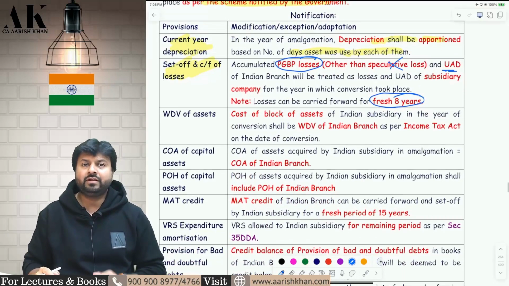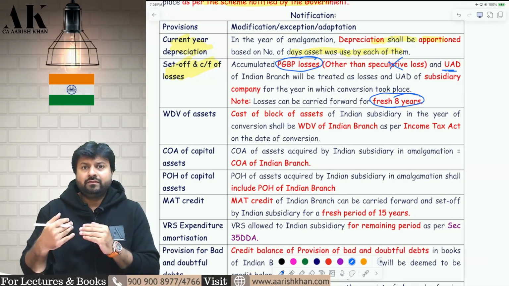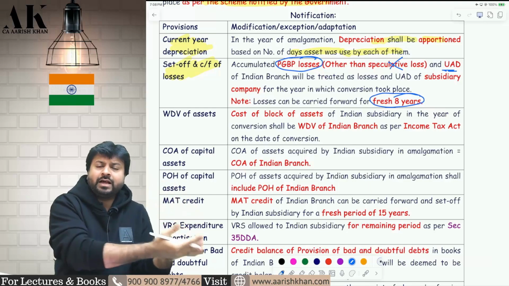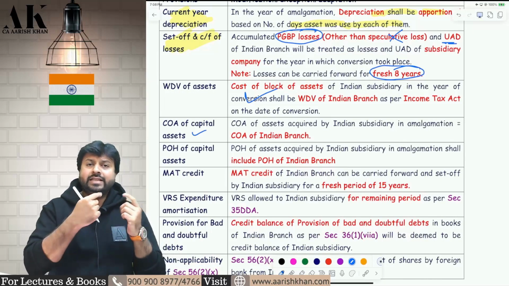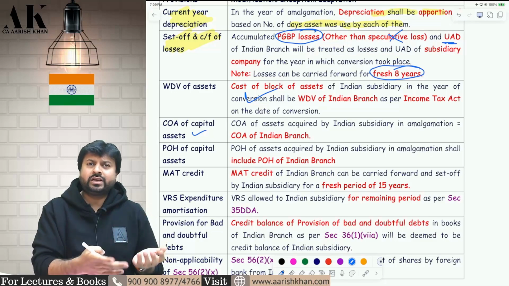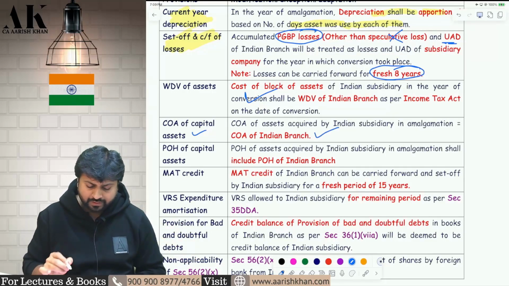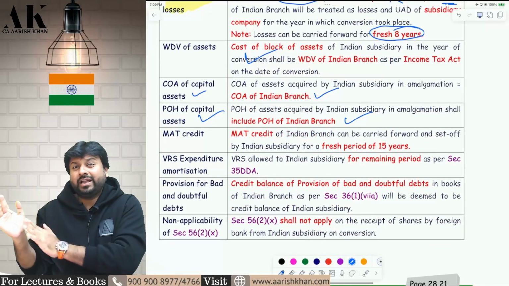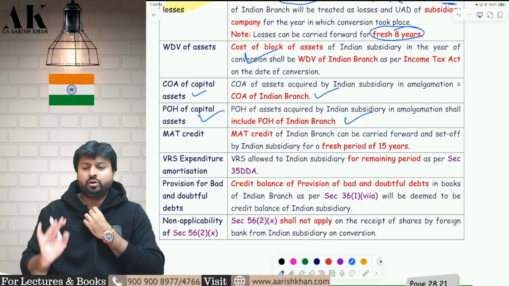What will happen with the WDV of the assets? In the branch there are so many depreciable assets. Now all those assets will come to the Indian company. Will I get depreciation? If yes, what is the WDV? Don't worry, whatever is the WDV of the Indian branch, that will become the WDV of the Indian company also. Next, what will be the cost of acquisition of other assets which are non-depreciable assets, like land, like jewelry, like investments? So whatever is the cost in the hands of the branch, that will become the cost in the hands of the company also. The period of holding will also be clubbed. The period of holding will be counted from the day on which the branch has purchased the assets and not on the day on which you have got the assets. Okay, don't worry about that also.